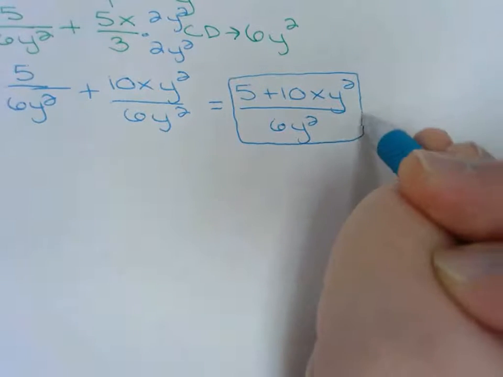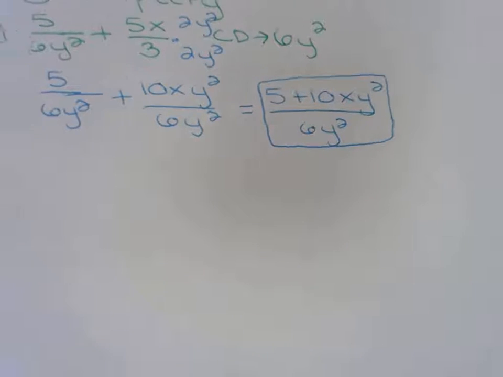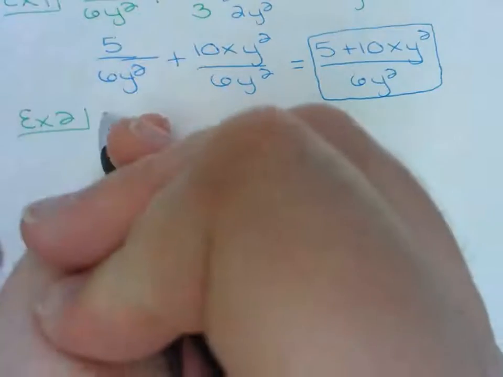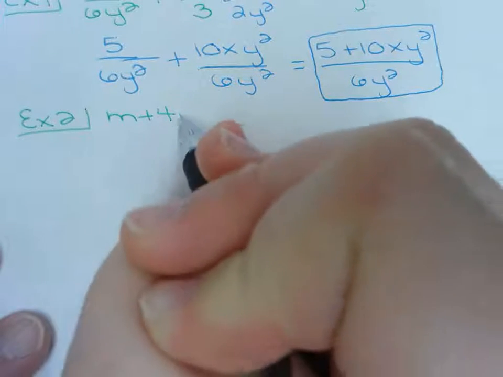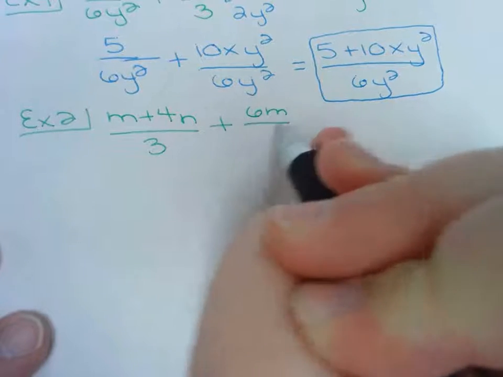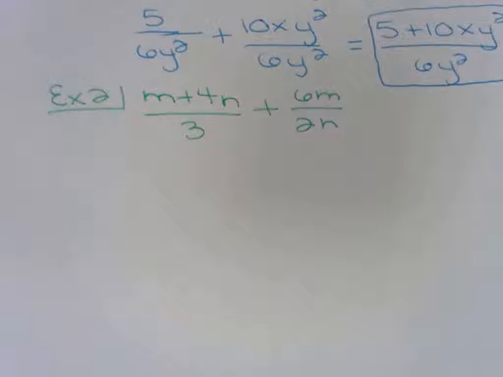Okay? So these are kind of straightforward ones. We'll get to harder ones tomorrow, but I at least wanted to get you started with this. Let's look at another one, like this one. We may have to add a sheet tomorrow. We'll see. It's okay. M plus 4n over 3 plus 6m over 2n. So, I'm sorry, m plus 4n all divided by 3, plus 6m over 2n.